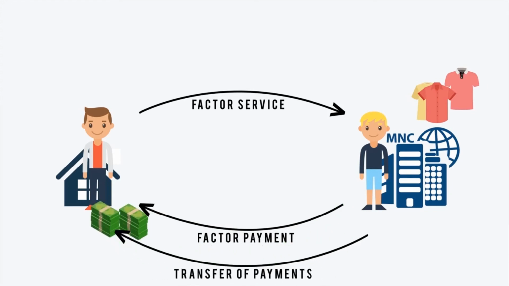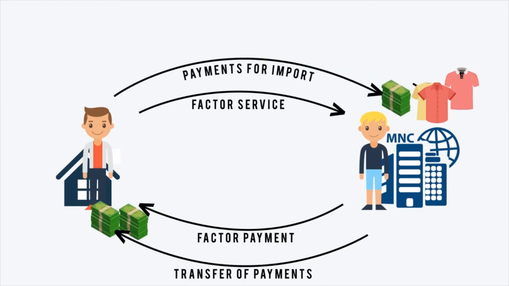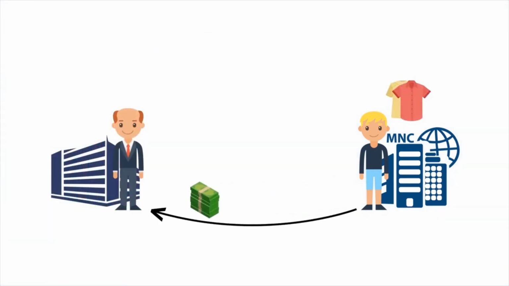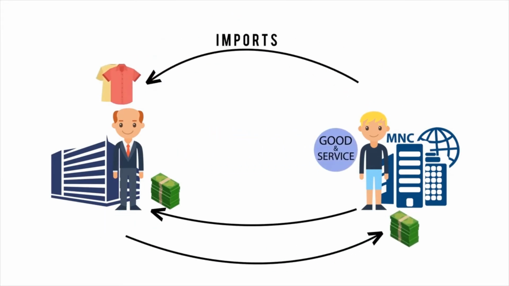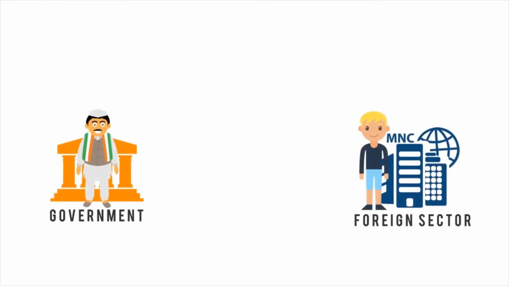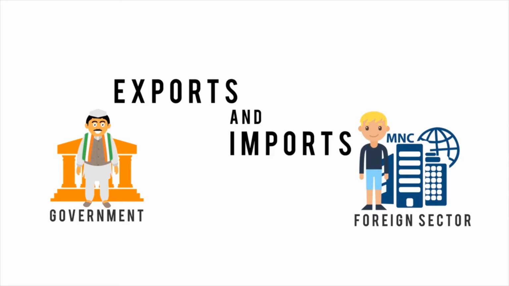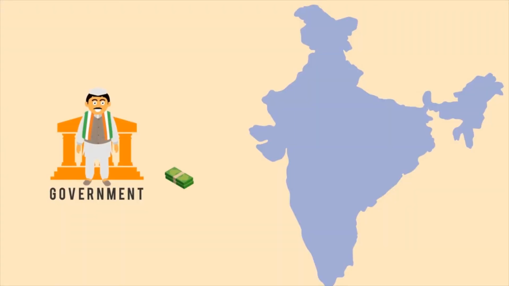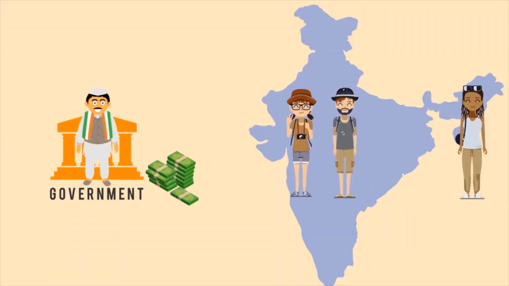foreign sector. Households also make payments for the imports done. Secondly, firms receive revenue from the foreign sector for sale of goods and services. Firms also make payments for imports to the foreign sector. Also, like the business sector, government also exports and imports goods and services, and lends to and borrows from foreign countries. Similarly, government also receives payments from foreigners when they visit the country as tourists.